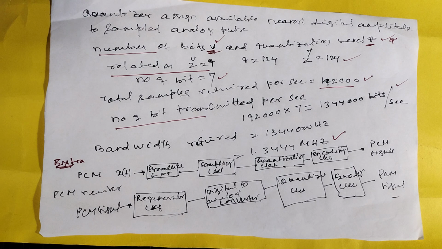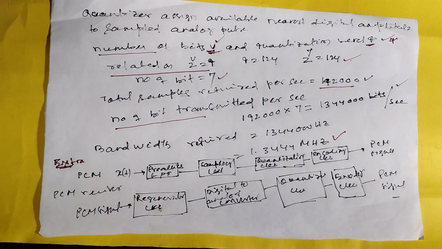So total samples required per second are 192,000. Now the number of bits transmitted per second is 192,000 into 7, 1,344,000 bits per second. So the bandwidth required is 1.344 megahertz. Here is the PCM block diagram.